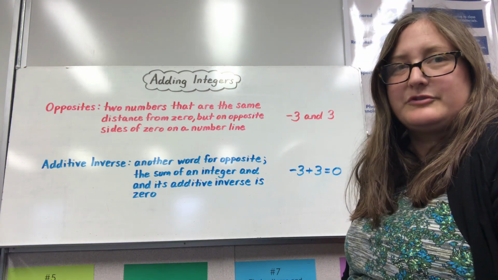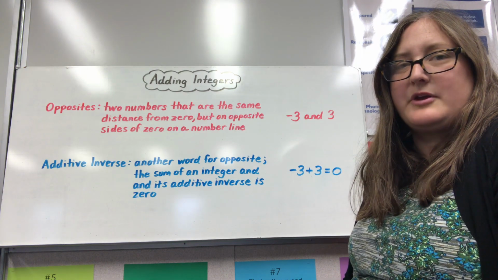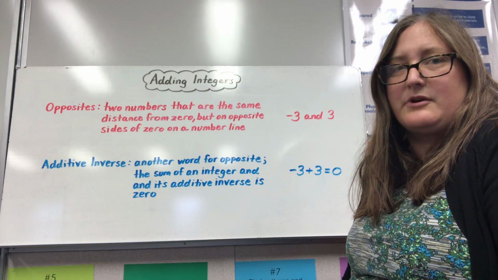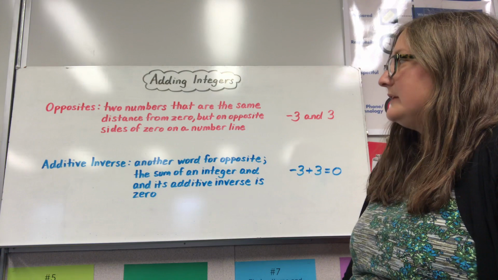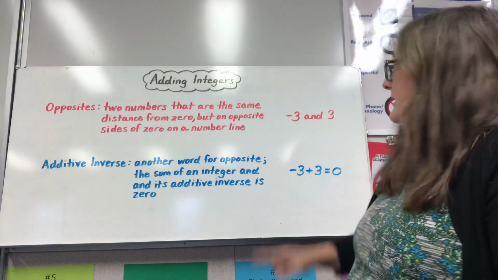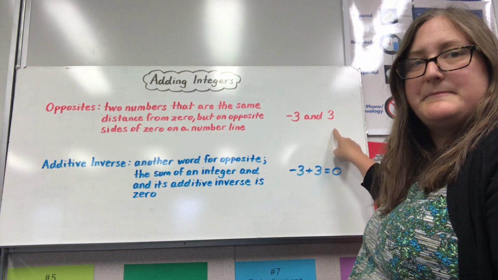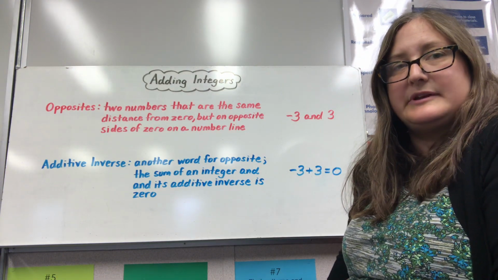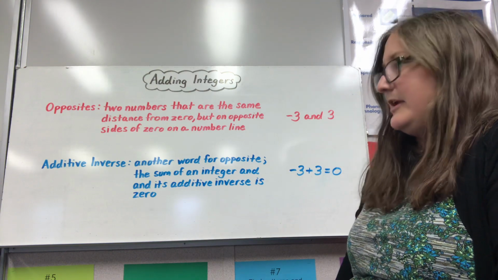Today we're adding integers. We're going to start off with two vocabulary. Opposites are two numbers that are the same distance from zero, but they're on opposite sides of zero on a number line. An example of two opposites would be -3 and 3. The additive inverse is just another term for opposite. They're synonyms. They mean the same thing.